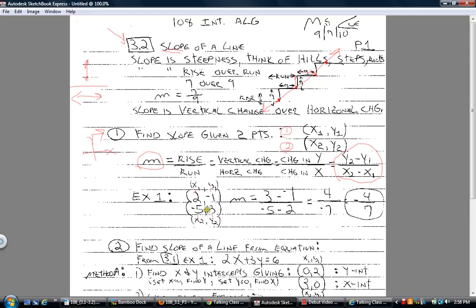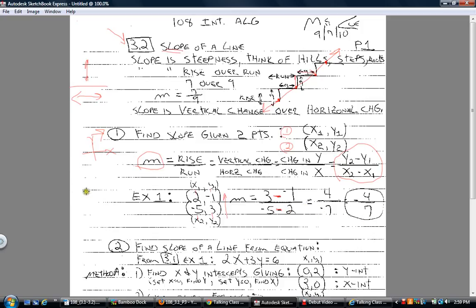Now what I like to do is, it's the change in the y coordinates, which is 3 minus, that's the word change, is subtraction, negative 1. Now notice you're going up on that subtraction. Over here you are using the x coordinates, which is negative 5 minus 2. Now there's nothing wrong with this answer. Watch the signs. A negative and a negative turns into a positive, so 3 plus 1 is 4. Negative 5 minus negative 2 is negative 7. The answer is negative 4/7.